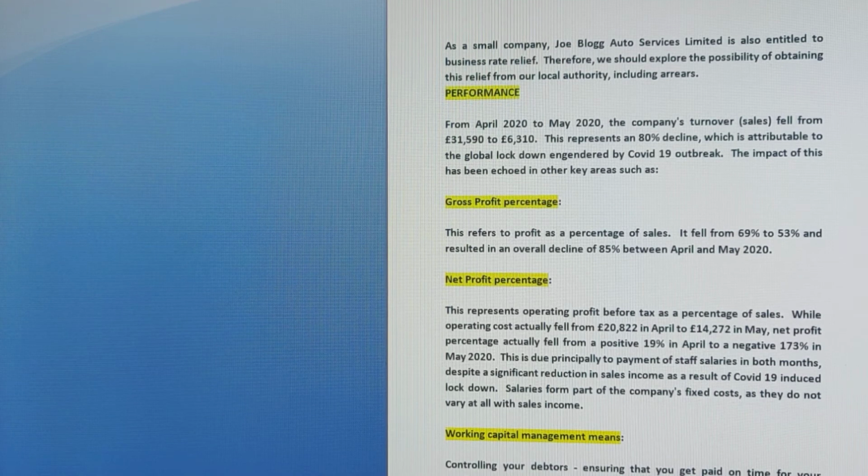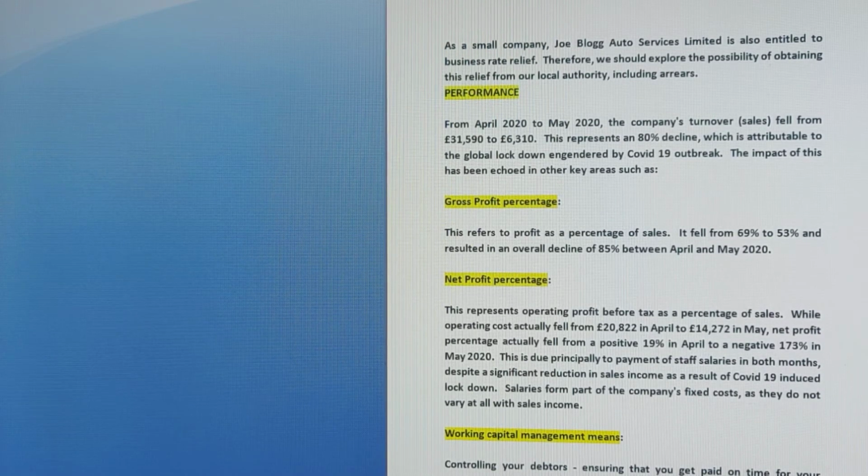Then after making your recommendation, you start talking about the performance. From April 2020 to May 2020, the company's performance, that is turnover, sales, fell from 31,590 to 6,330. This represents an 80% decline, which is attributable to the global lockdown caused by the COVID-19 outbreak. I've already explained that. I've shown you the analysis. The impact of this has been echoed in other key areas, such as gross profit percentage, which I showed you earlier on. This ratio refers to profit as a percentage of sales.